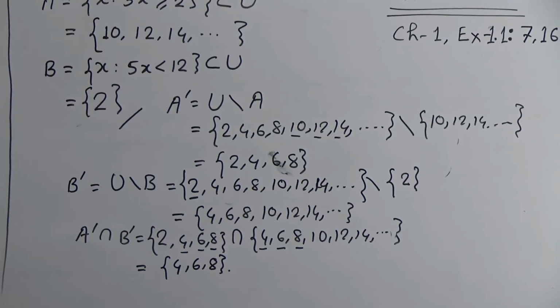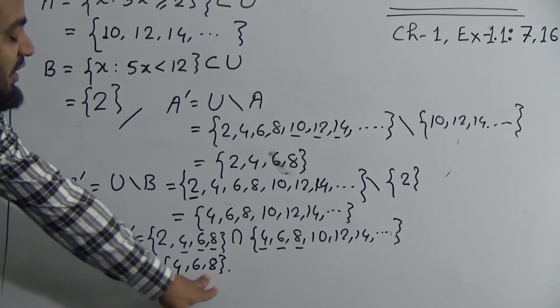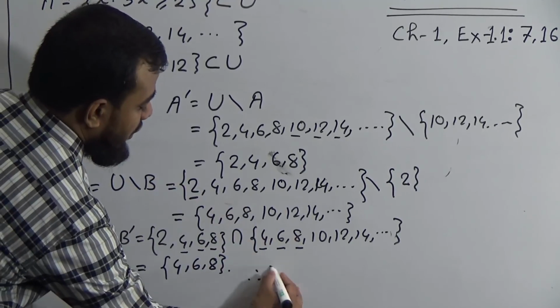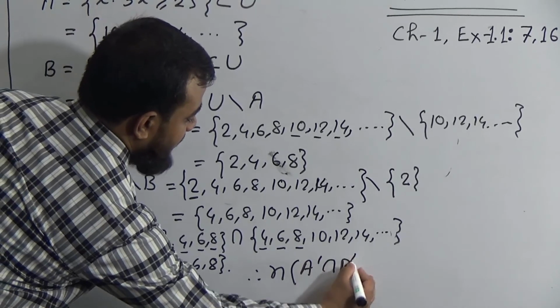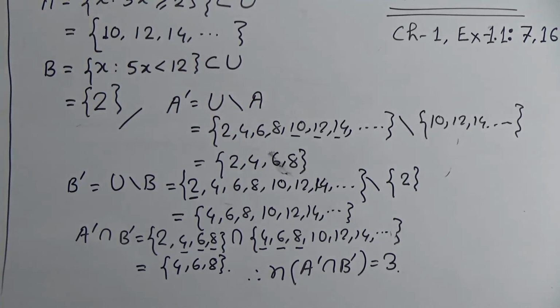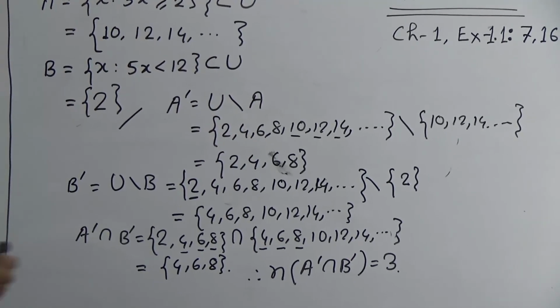Now my dear students, look how many elements there are. In A prime intersection B prime there are 4, 6, 8. There are 3 elements. So we can write, therefore, the number of elements of A prime intersection B prime is equal to 3, because there are 3 elements in this set. I hope you have understood how to solve this.